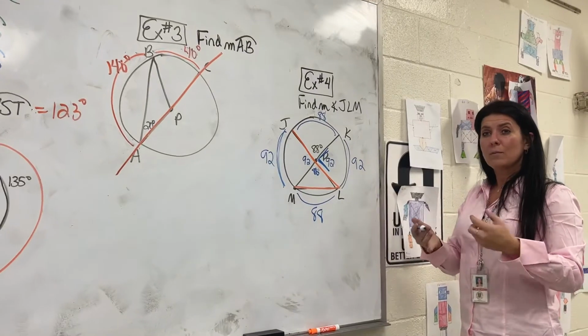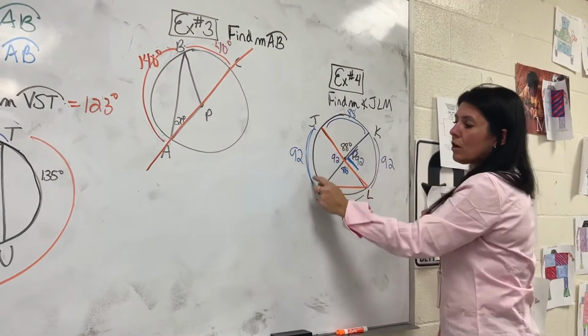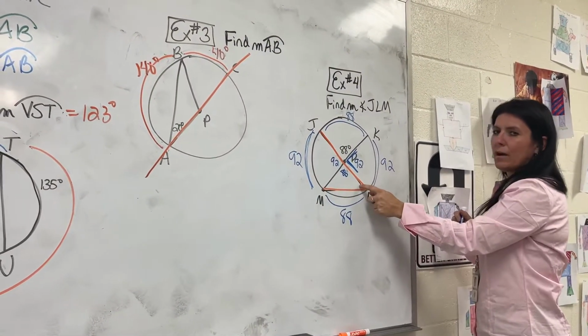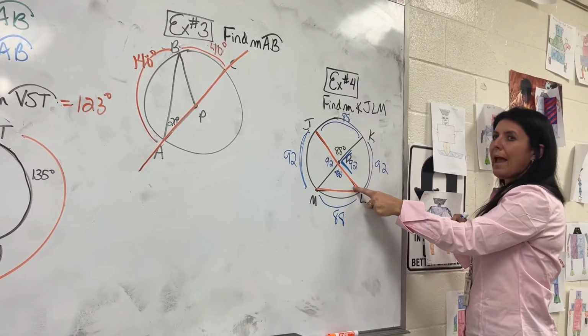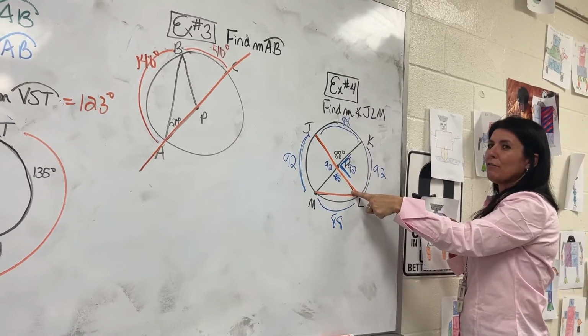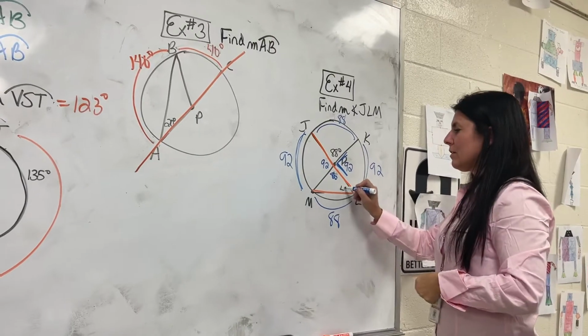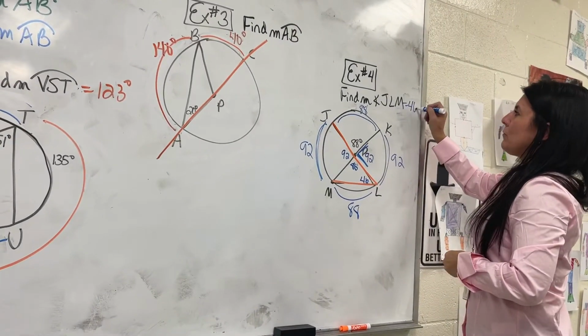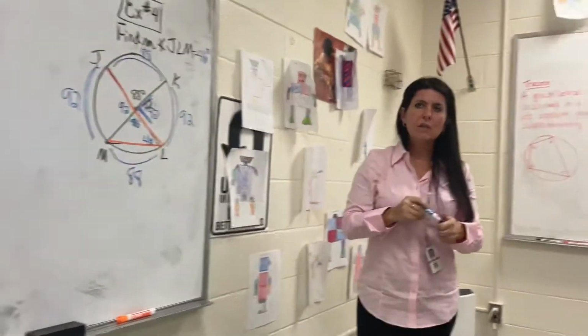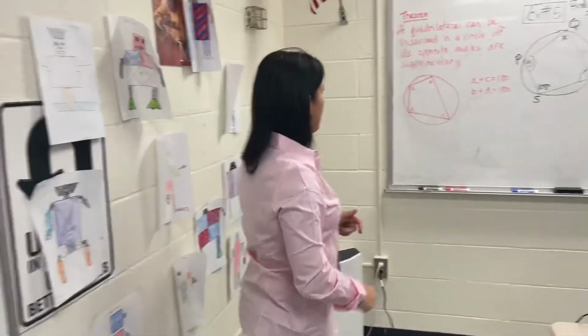Okay, now we have the opposite of what we did a minute ago. This arc is 92, so what does this angle have to be? Half. Half. 46. There you go. So that angle has to be 46 degrees. There's lots of back and forth with that kind of problem.